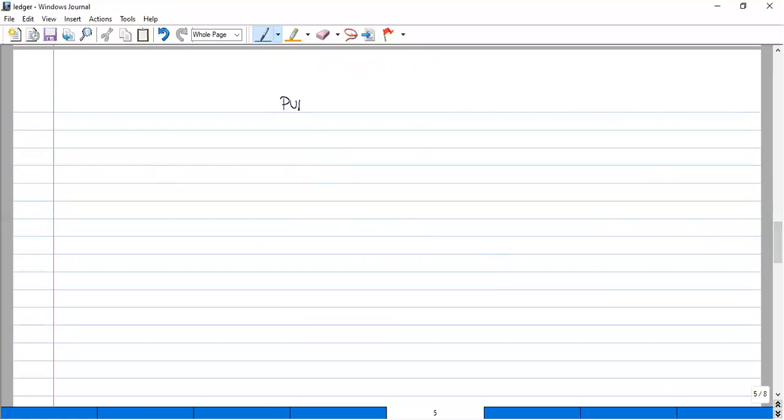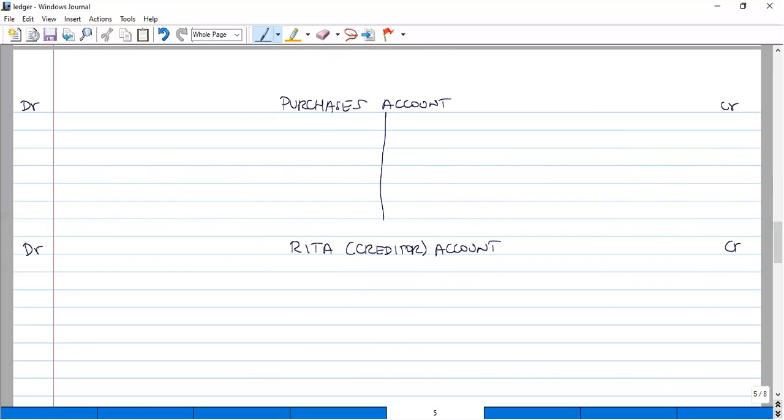Open purchases account and Rita account. That is the creditor account. Okay, creditor's nature is liability. So the rule of liability is applicable here, right?